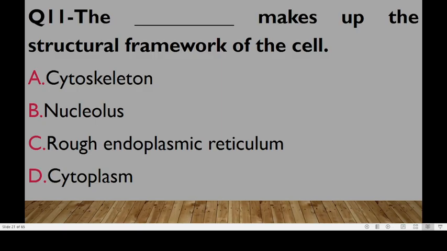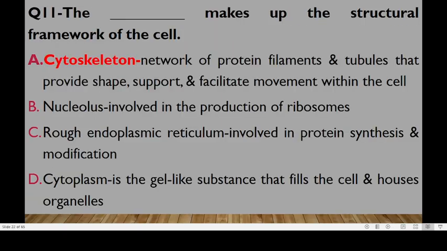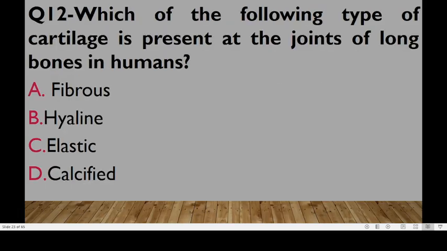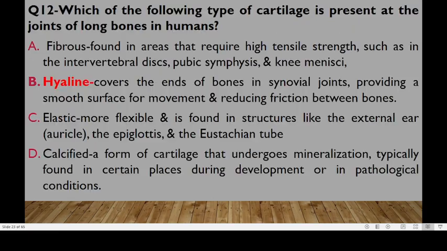That makes up the structural framework of the cell. The cytoskeleton, of course, this is a network of protein filaments and tubules that provide shape and support and do facilitate the movement within a cell. Which of the following types of cartilage is present at joints of long bones in humans?